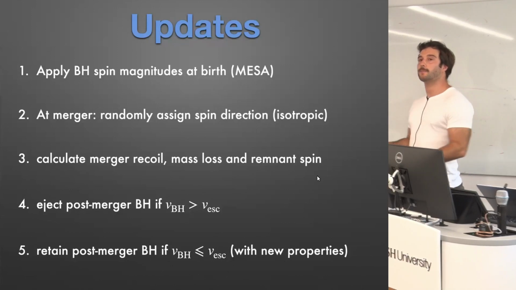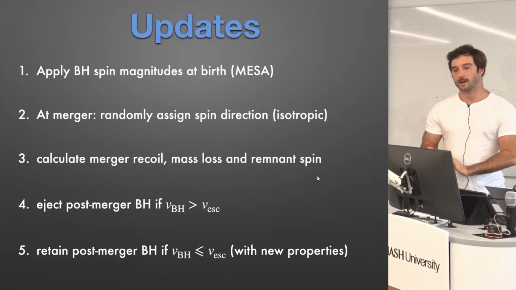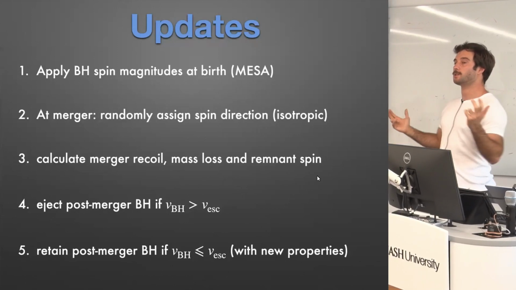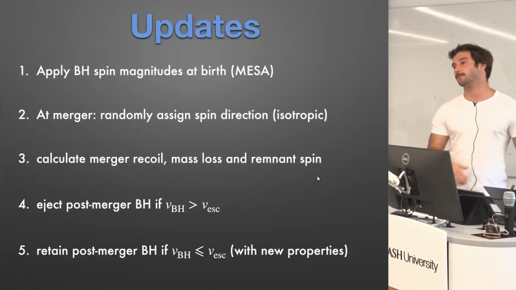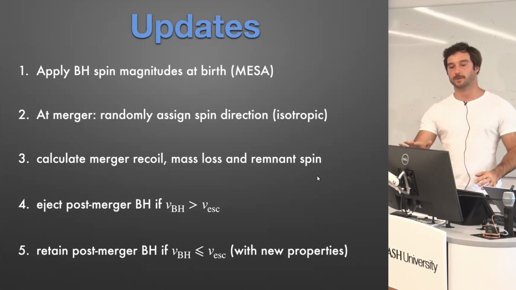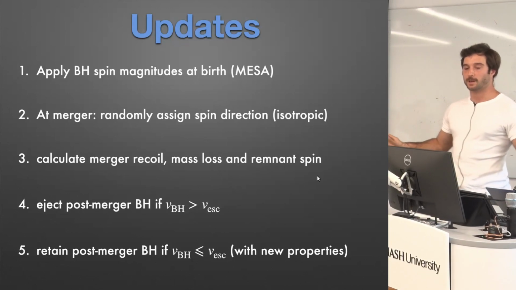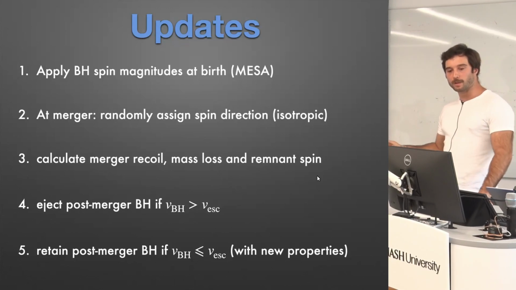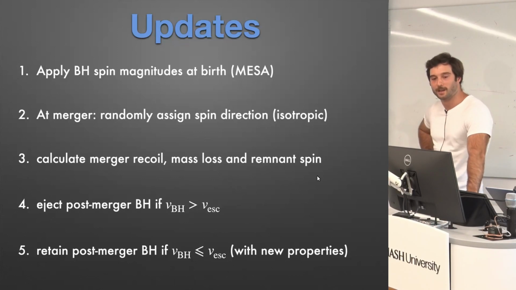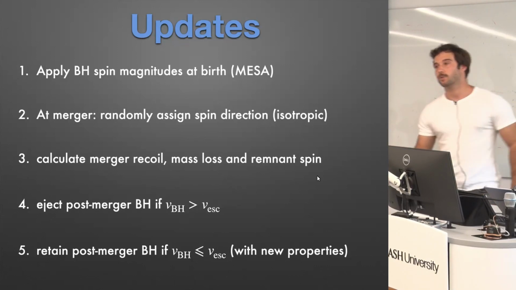Then when NBODY 6 says, yep, flag, we've got a black hole binary merger, I randomly assign those spins a direction. As I said earlier, since these binaries are formed dynamically, you expect the spin orientation distribution to be isotropic. So I just simply draw from an isotropic distribution there. Then, using those lovely equations we saw earlier, I calculate the post-merger properties: the recoil, mass loss, and spin.